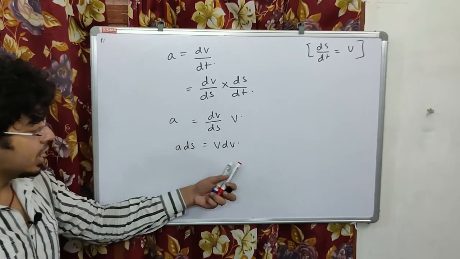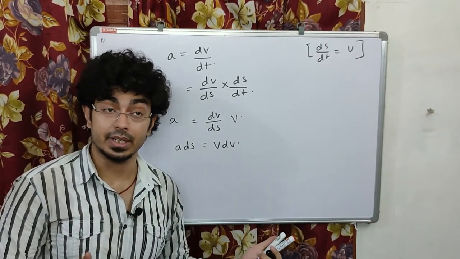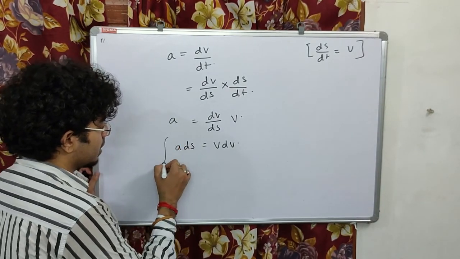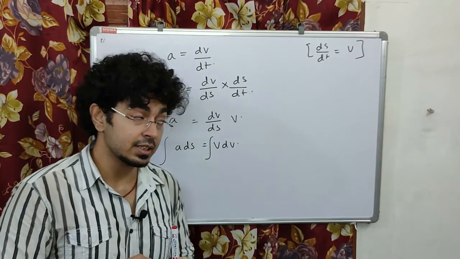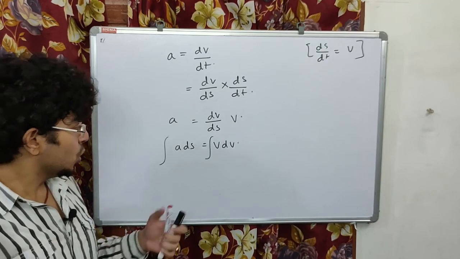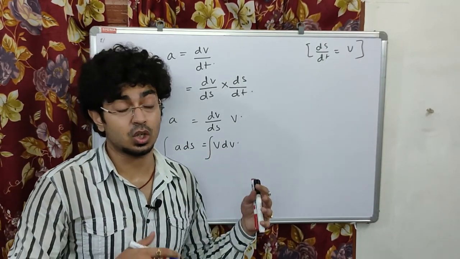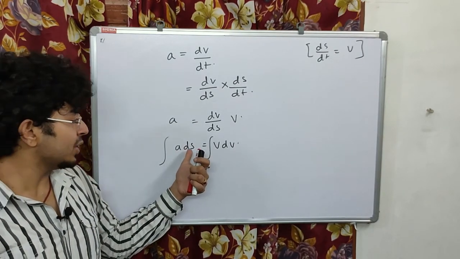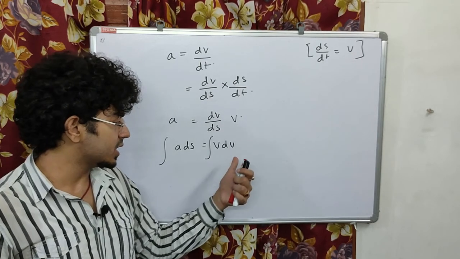Now here we have got this kind of differential equation. Now what to do? We have to integrate now. So let us integrate. Now the important part is the limit part. So let us understand what can be the limit. Here acceleration remains constant. This acceleration does not change. What is changing? The displacement is changing, and dv, the velocity, is changing.